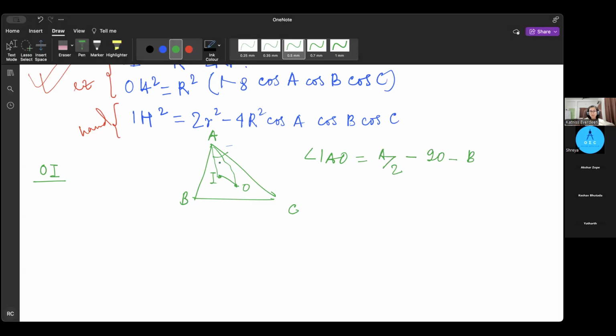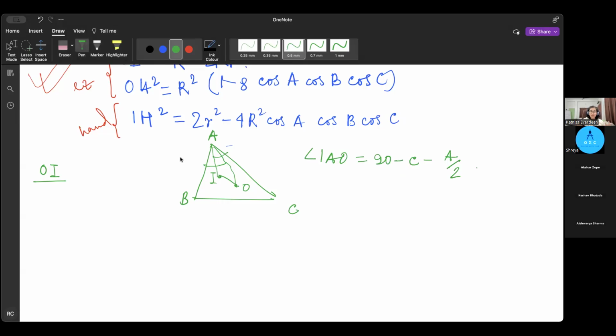Or you could also do this, which is OAB minus IAB. Just for convenience, let's do that. Both ways are fine. So OAB is 90 minus C, and IAB is A by 2. So this is angle IAO: 90 minus C minus A by 2.